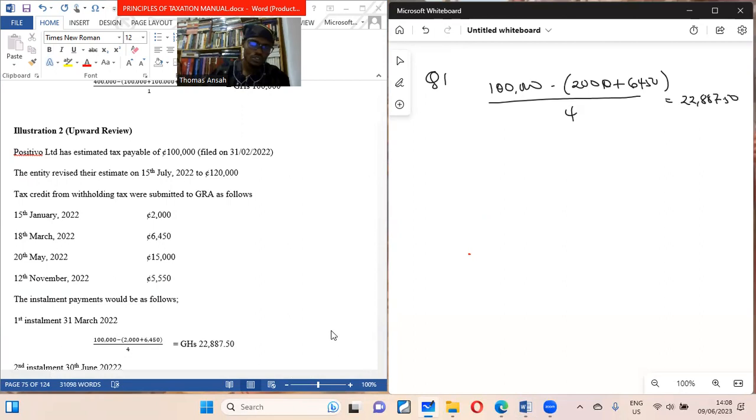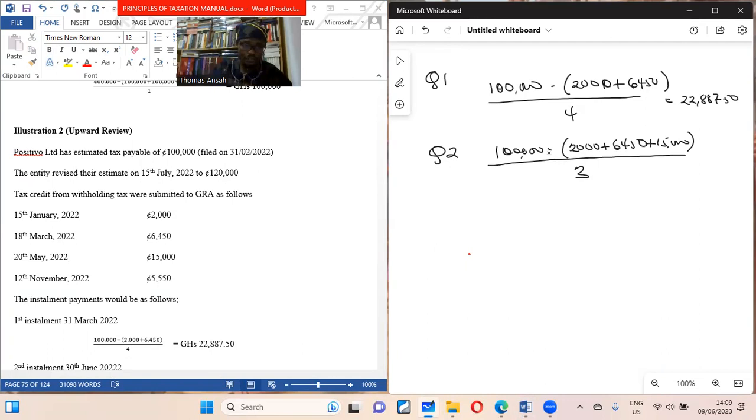Then Q2, you still have the same 100,000. Don't forget, Q2 is in June. So you have the same 100,000, minus these ones that you did. Is there any other payment he did? No. This one is in May, so May is within Q2. So plus 15,000, all over three. So that is what you see in there. If we do this, we have to combine it.